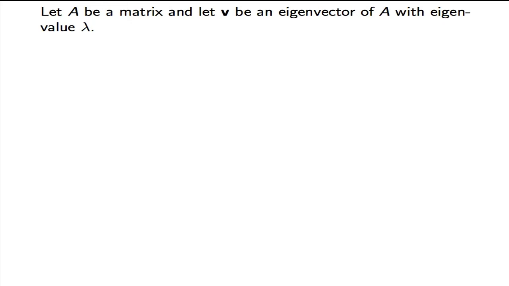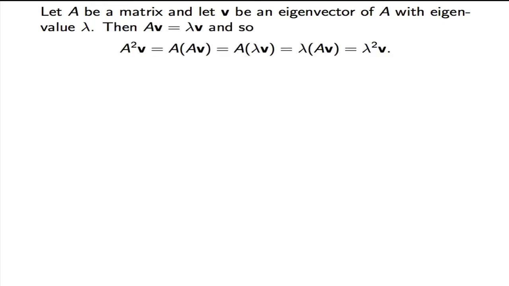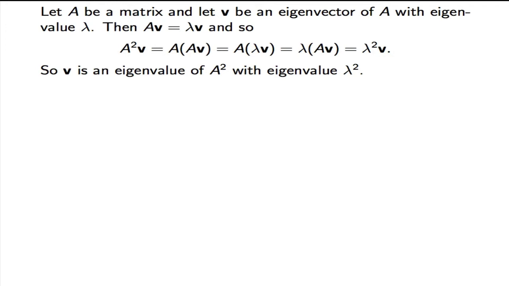Suppose now that we have a matrix A, and suppose v is an eigenvector of A with eigenvalue lambda. So what this means is that A times v is equal to lambda times v. And so if we try to calculate A squared times v, this is by definition A times Av. But Av we know is equal to lambda times v. So this is equal to lambda times Av. But Av is equal to lambda times v. So this is equal to lambda squared times v. But what this means is that v is an eigenvector of A squared with eigenvalue lambda squared.